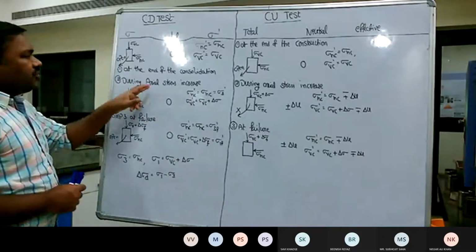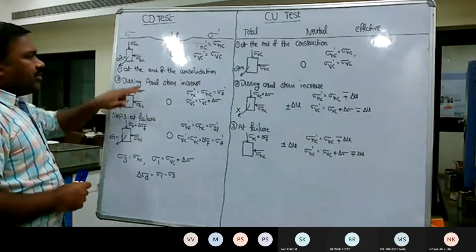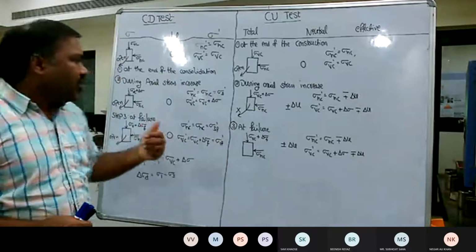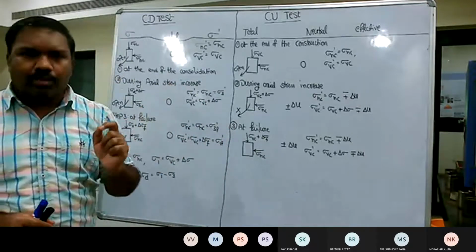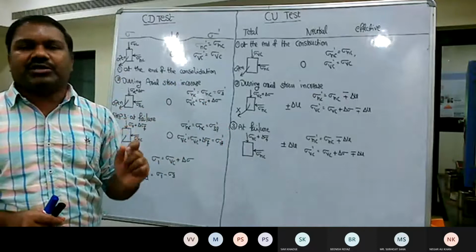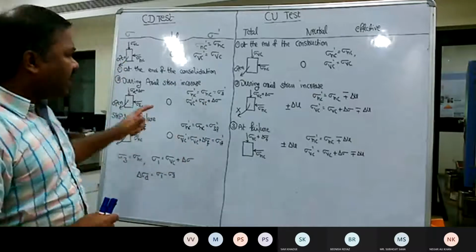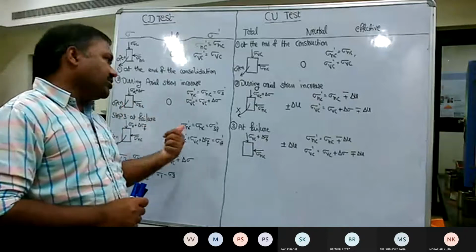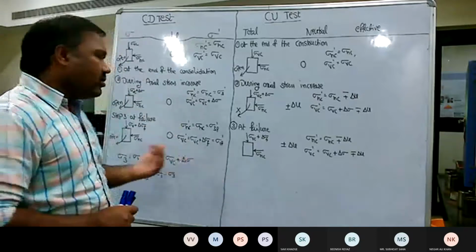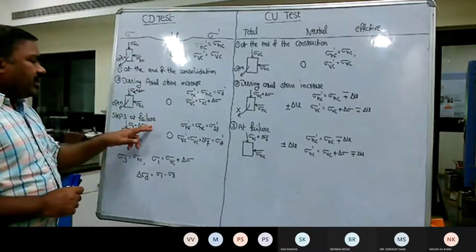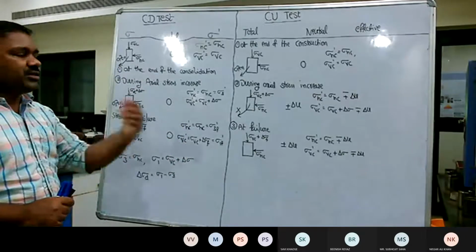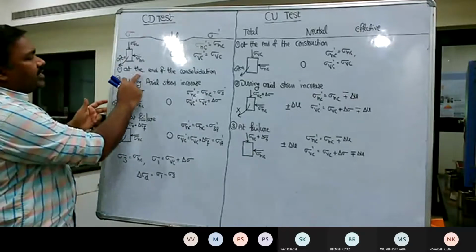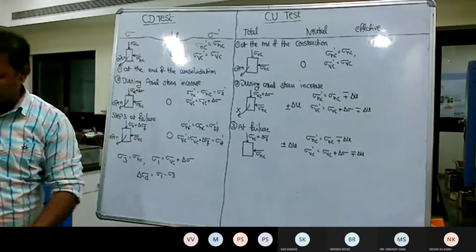The second stage is during the axial stress increase, that means post consolidation. Now what we do is increase only the axial stress, keeping the confining stress unchanged. In that condition, what would happen to the principal stresses like sigma V dash, sigma H dash, sigma 1 or sigma 3? And similarly, at the failure condition where the sample is about to fail. First, let us take the condition at the end of the consolidation.